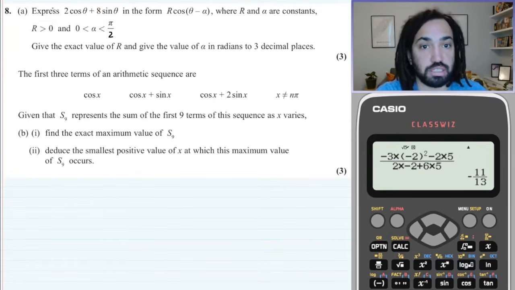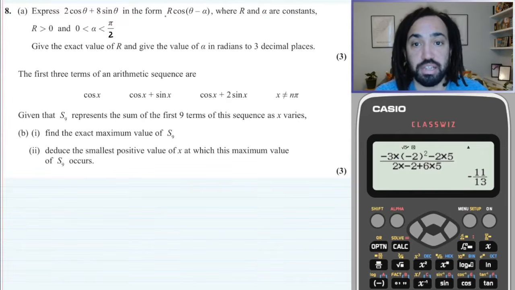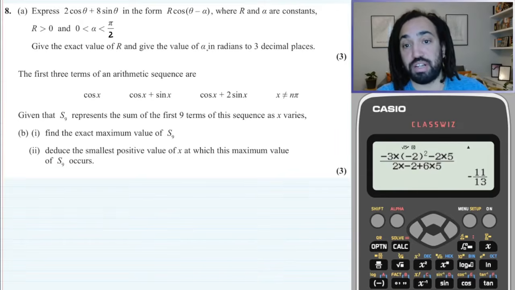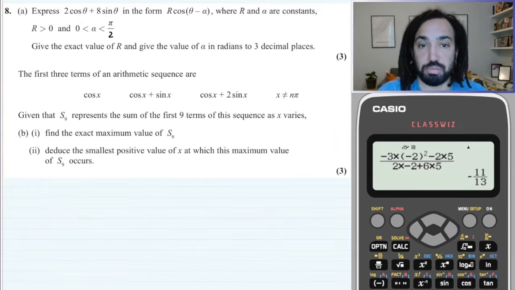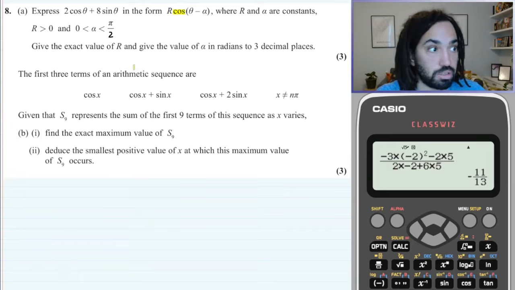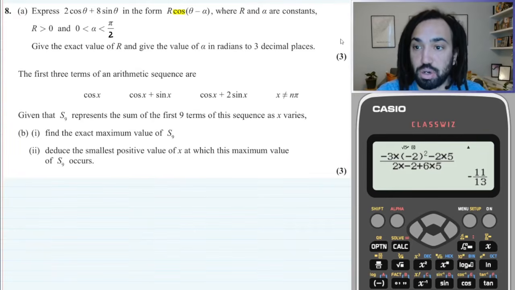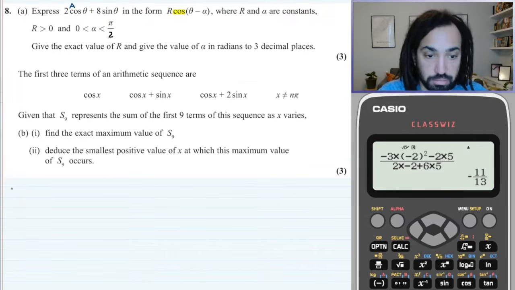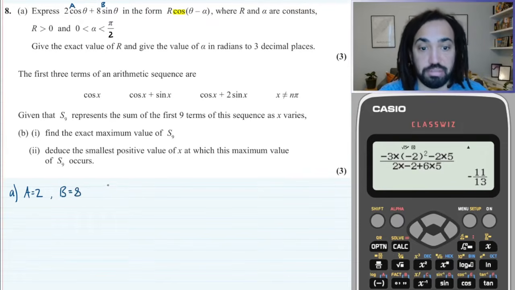Okay, we're asked to express 2 cos theta plus 8 sine theta in the form r cos(theta minus alpha), where r and alpha are constants. It says give the exact value of r and give the value of alpha in radians to 3 decimal places. Okay, so I use a little hack here. Because we are looking at cos, we say that the cos coefficient is our a value, so a is equal to 2. And our b is sine, so b is, in this case, 8.